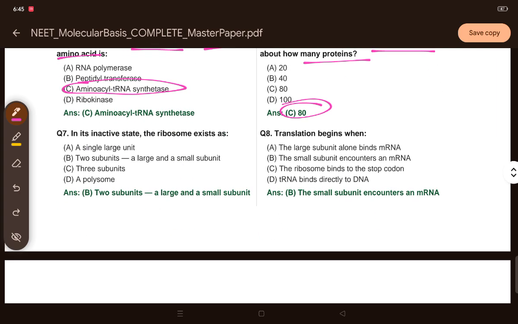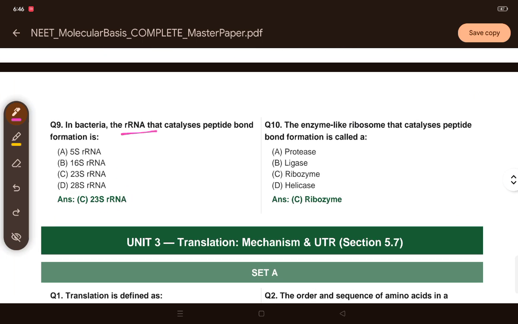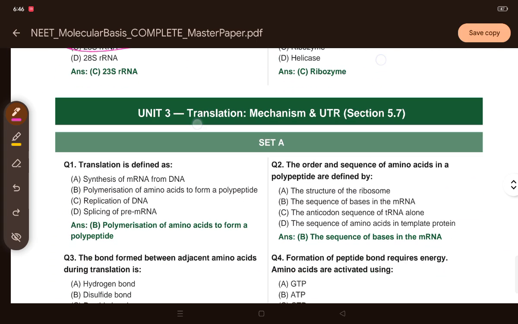80. In its active state, the ribosome exists as two subunits, a large and a small subunit. Translation begins when the small subunit encounters an mRNA. In bacteria, the rRNA that catalyzes peptide bond formation is 23S rRNA. The enzyme-like ribosome that catalyzes peptide bond formation is called a ribozyme.